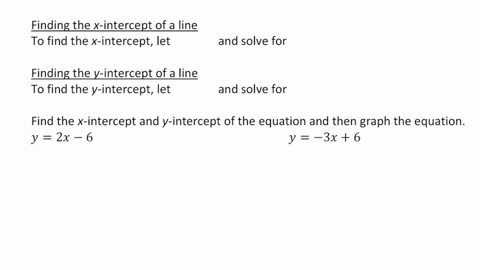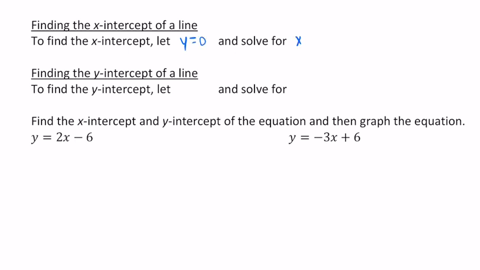Intercepts are points where a graph crosses an axis. So an x-intercept is a point where a graph crosses the x-axis. Now every point on the x-axis, the y value of that point is 0. So to find the x-intercept when you're given an equation, we're going to let y equal 0, and we're going to solve for x.